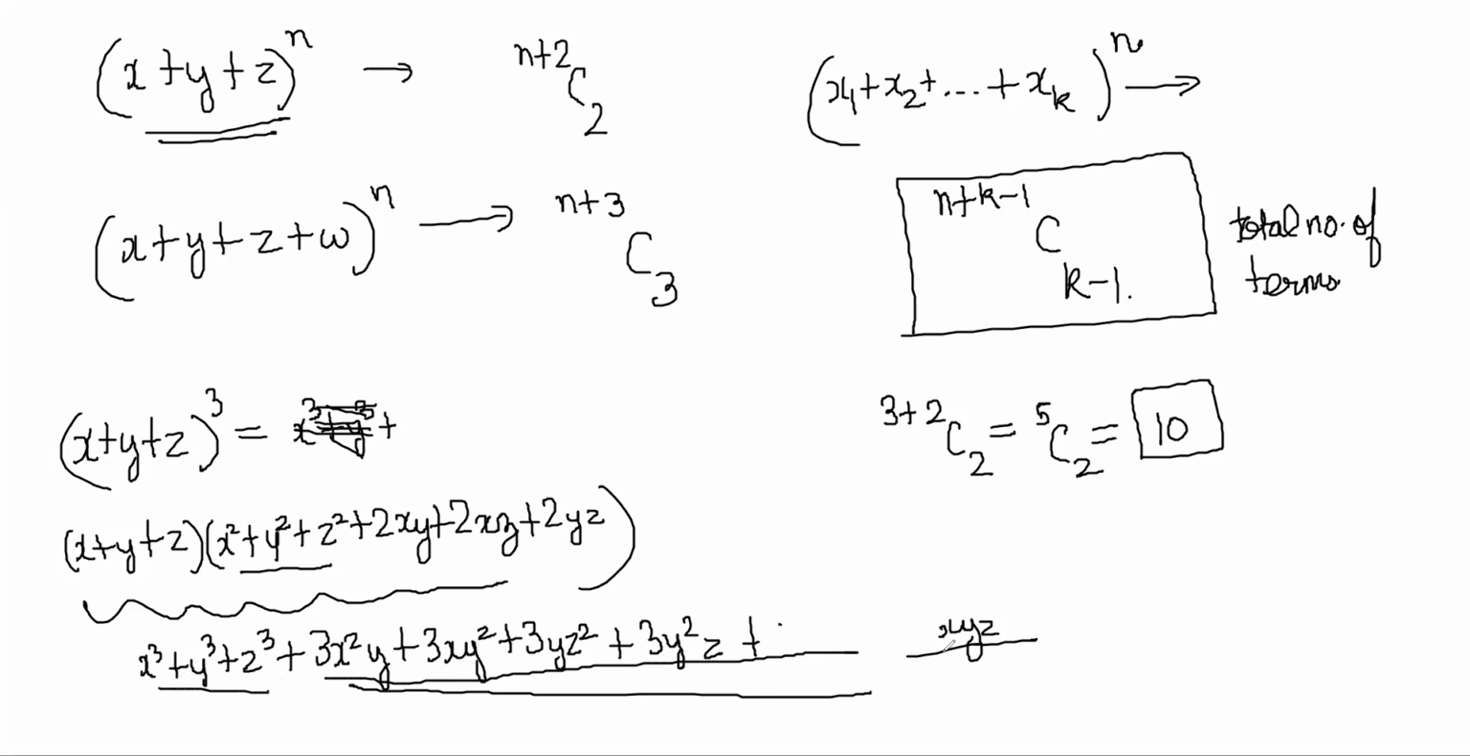And 3 terms will be like this, and one term will be xyz, right? So basically the formula is correct. This is what happens. This is the number of terms. So multinomial theorem, now you know everything about it.